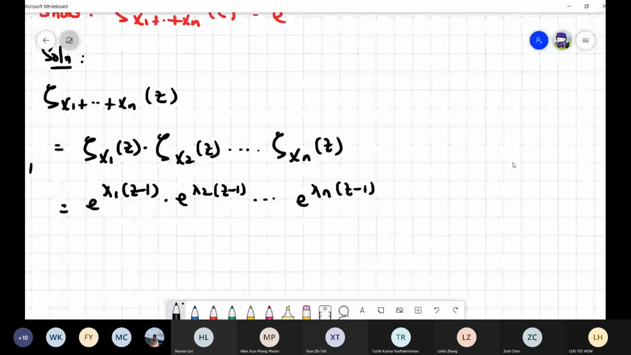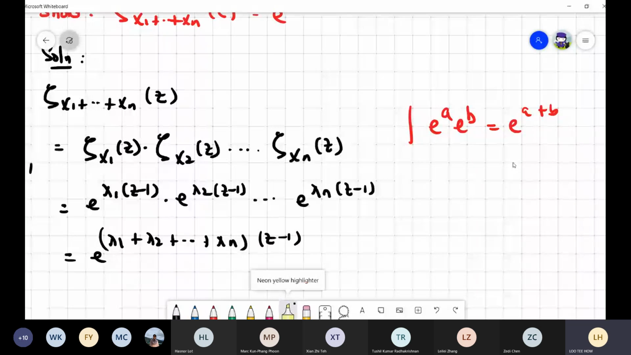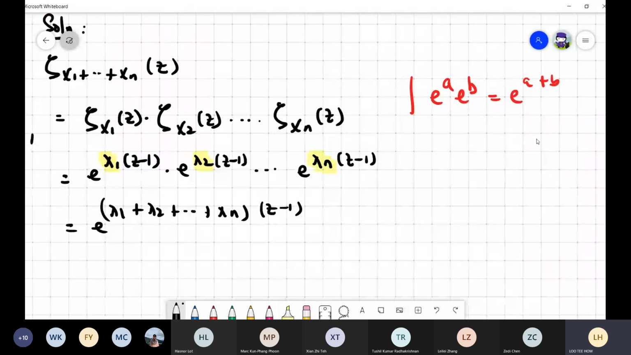I think this is a well-known property of the exponential function: e to the a times e to the b is e to the a plus b. So we are using this. Then this can be equal to e to the power of lambda 1 plus lambda 2 up to lambda n, times z minus 1. Actually, we just look at the common terms over here and factor them out. So we have this. Okay, done. We have shown this is equal to this. Then we can give the conclusions here.